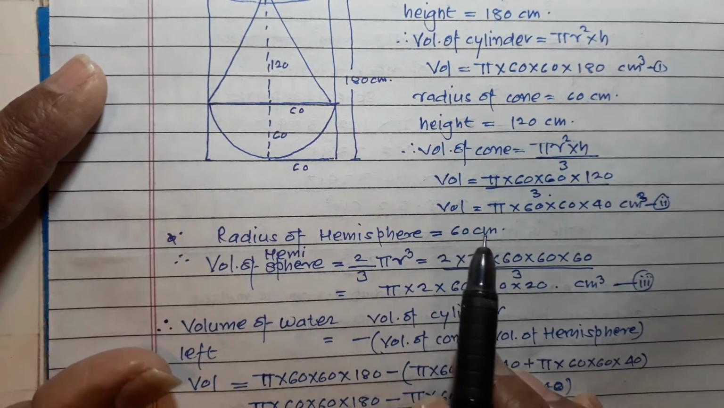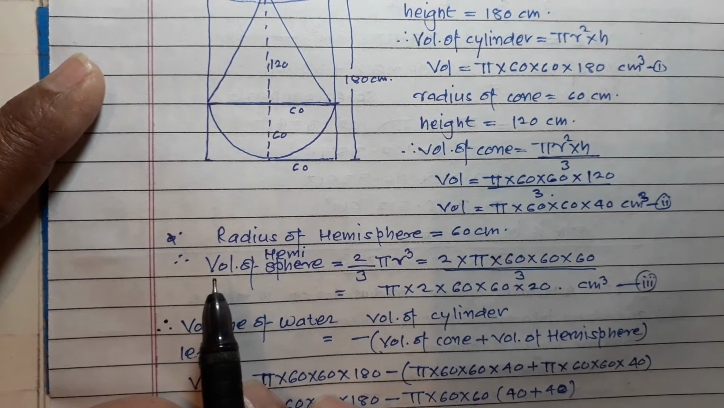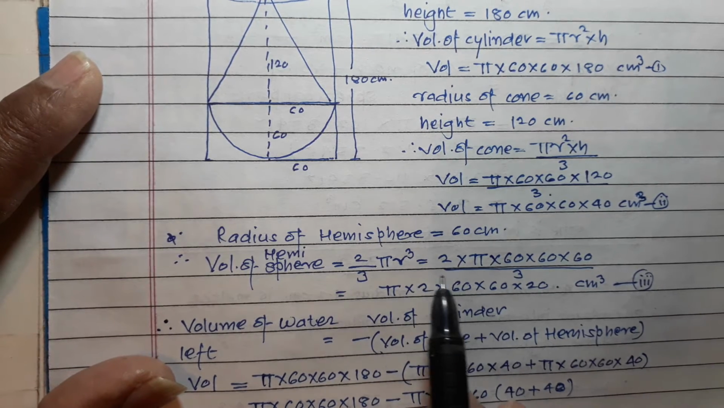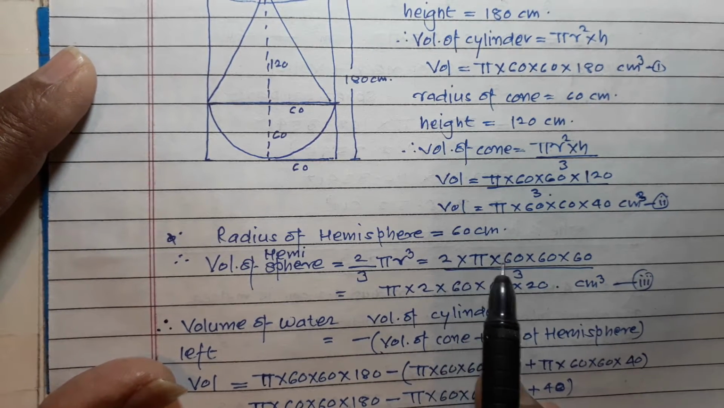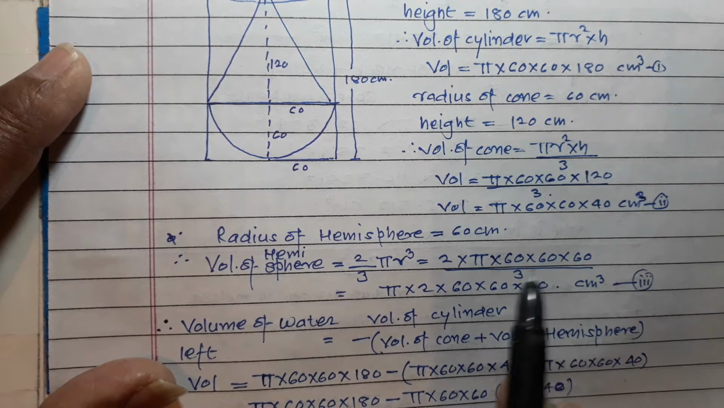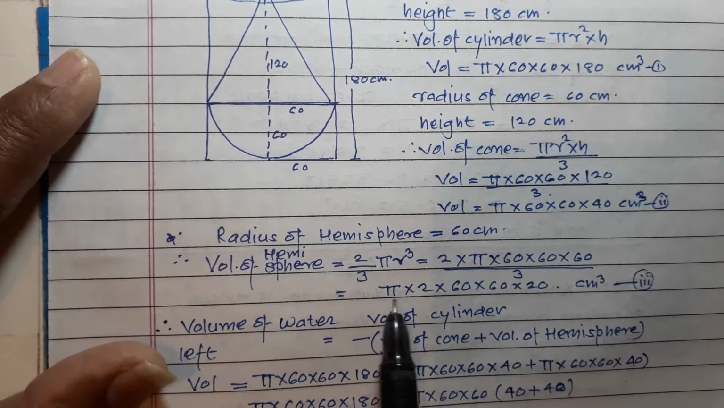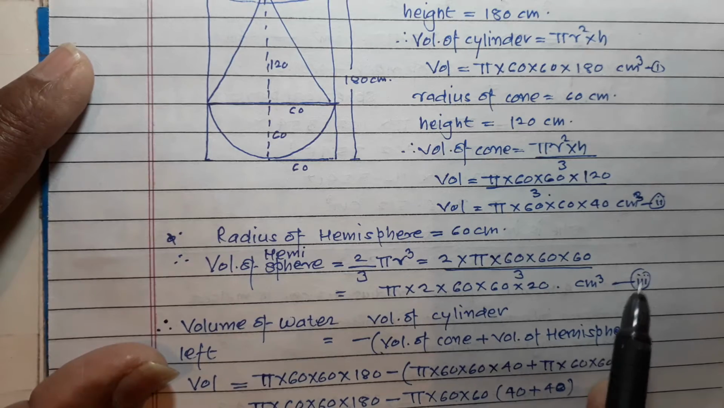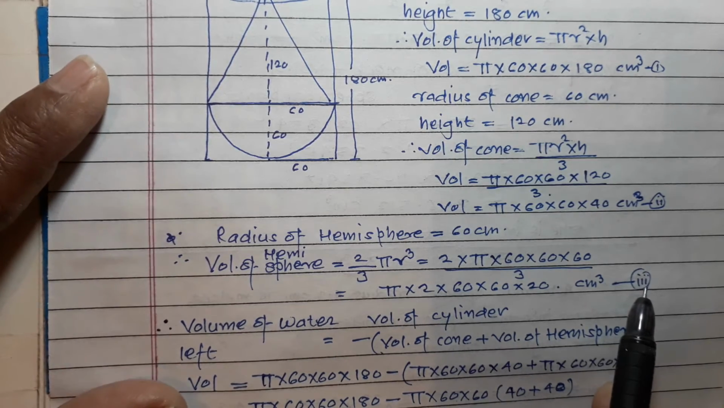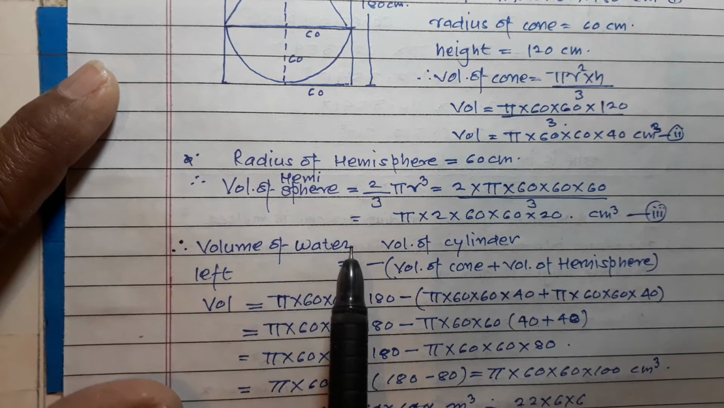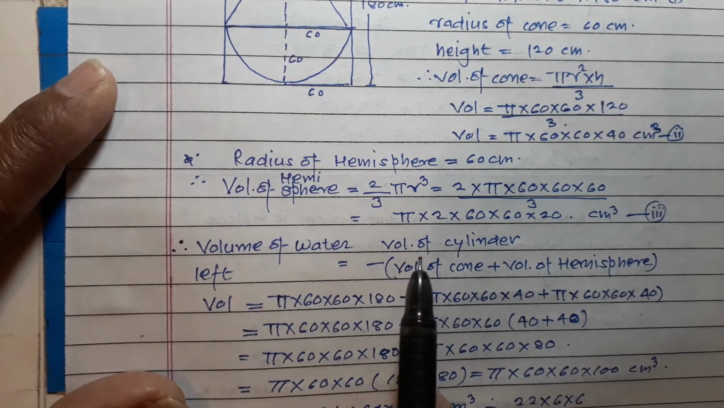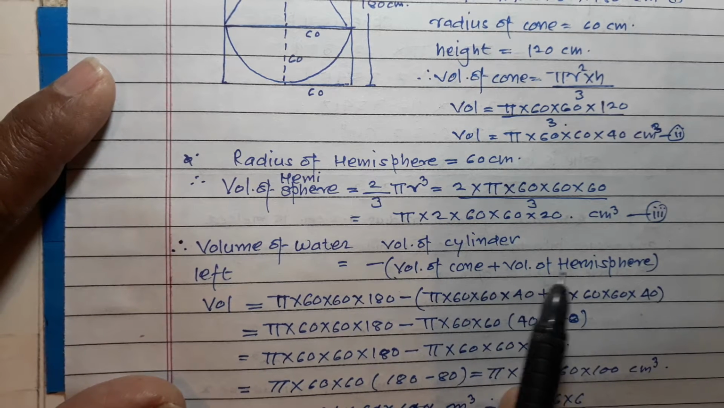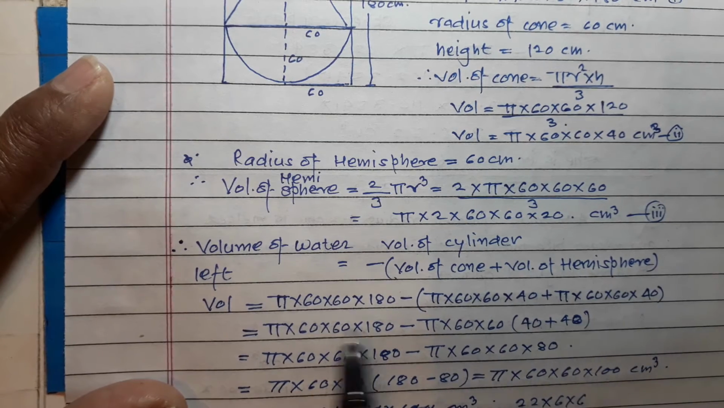Radius of hemisphere is equal to 60 centimeter and therefore volume of hemisphere is equal to 2 upon 3 pi r cube, is equal to 2 into pi into 60 into 60 into 60 upon 3, is equal to pi into 2 into 60 into 60 into 20 cm cube. Statement number 3. Now volume of water left is equal to volume of cylinder minus volume of cone plus volume of hemisphere.